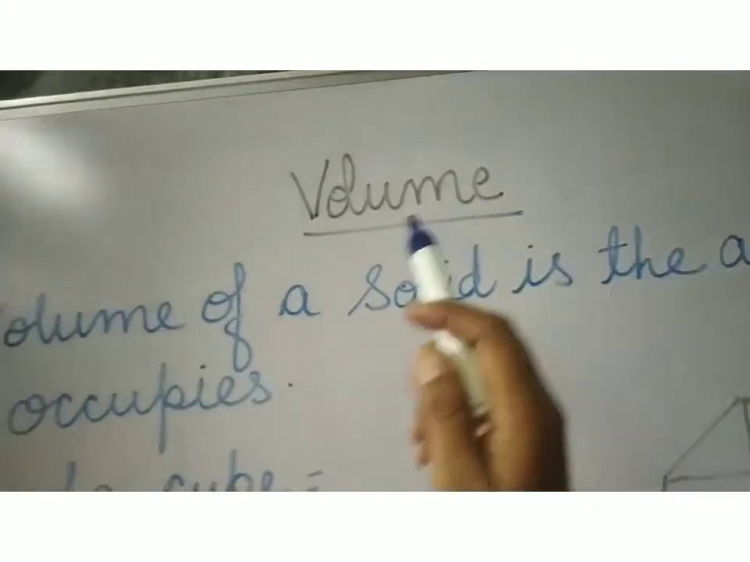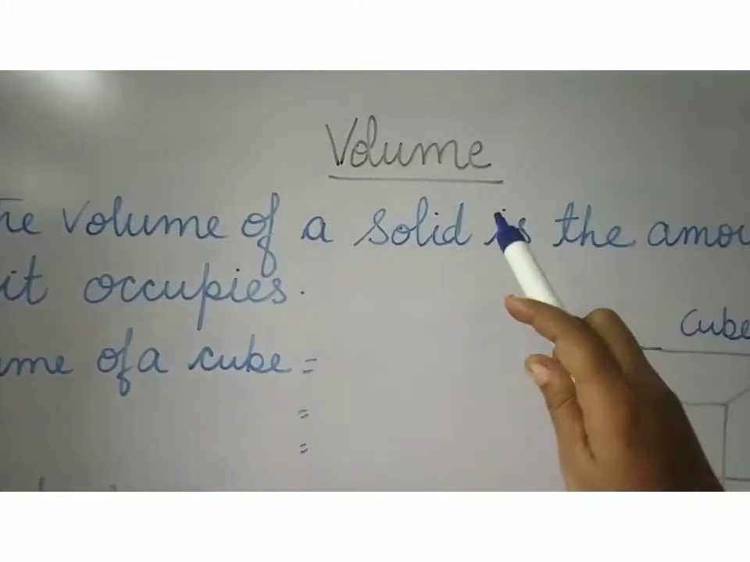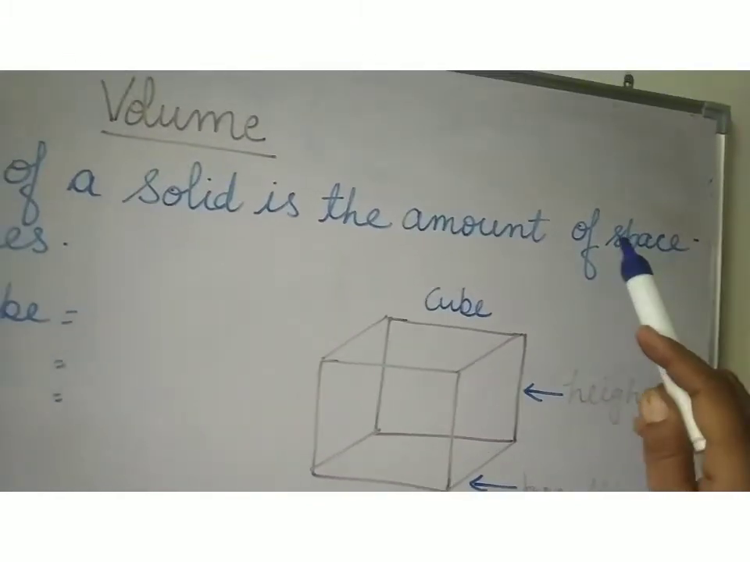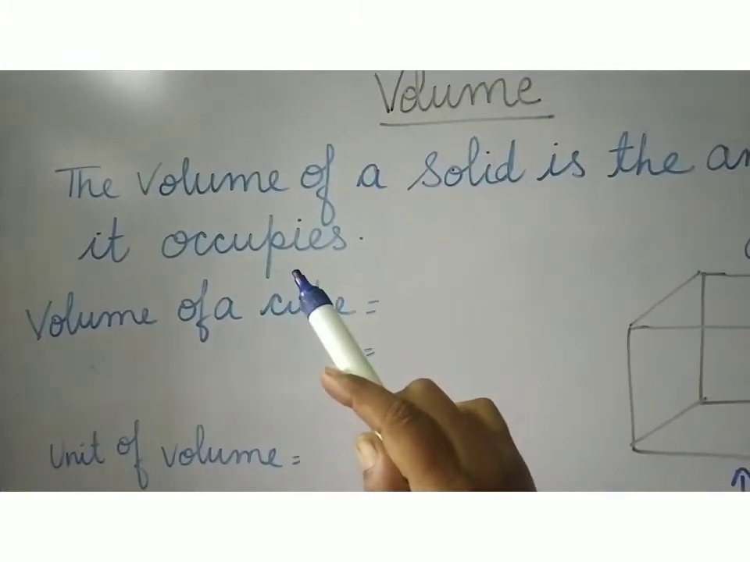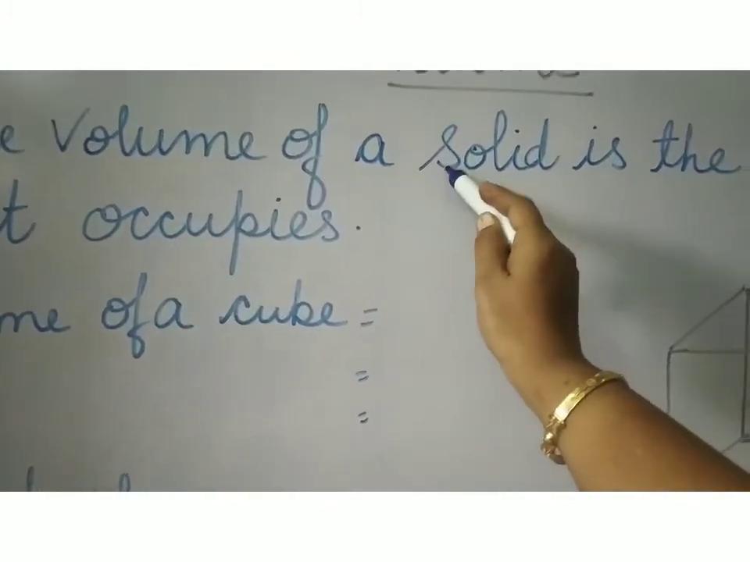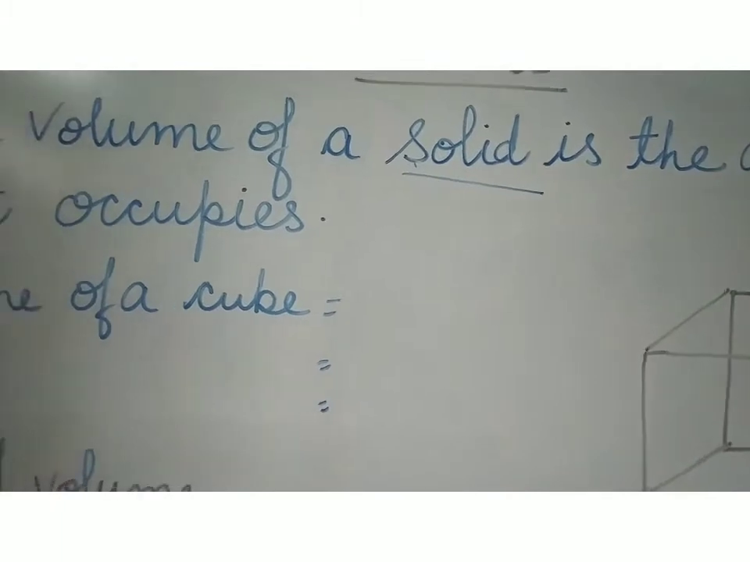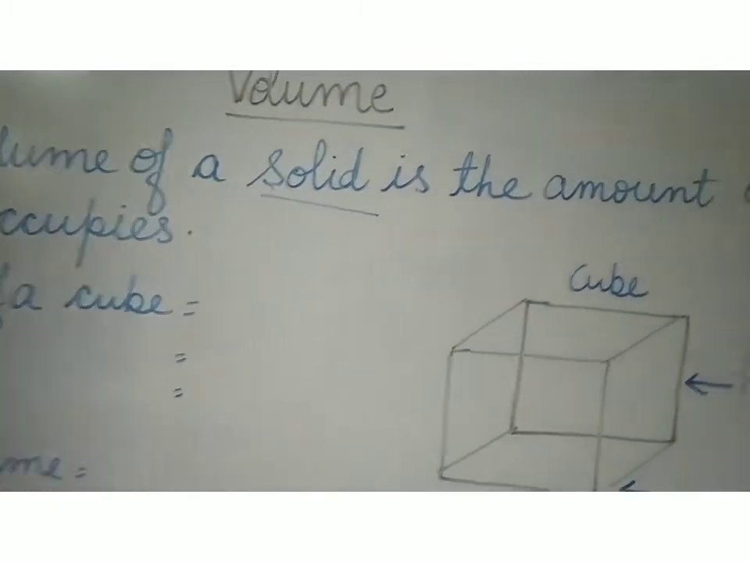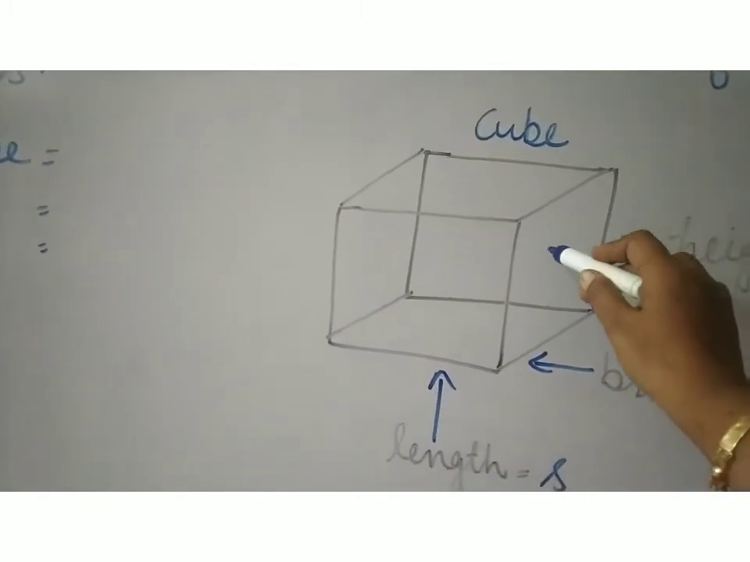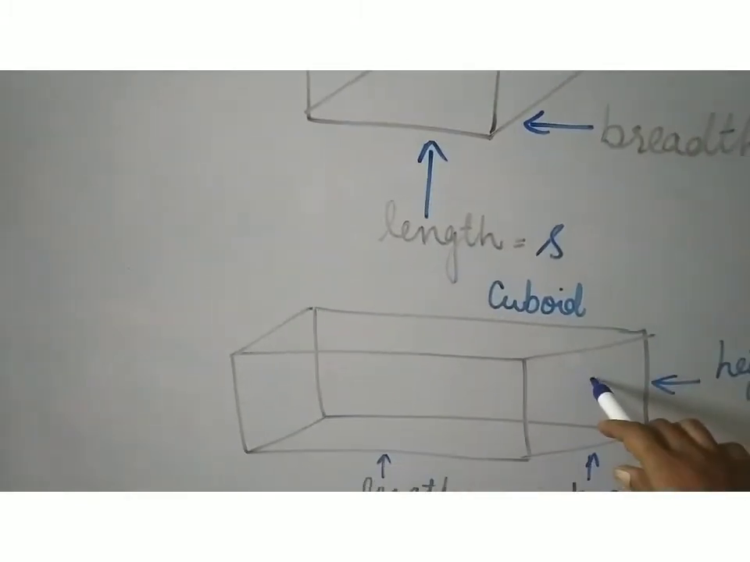What is volume? The volume of a solid is the amount of space it occupies. That means how much space the solid is occupying. That is called its volume. So today we are going to study the volume of a cube and a cuboid.